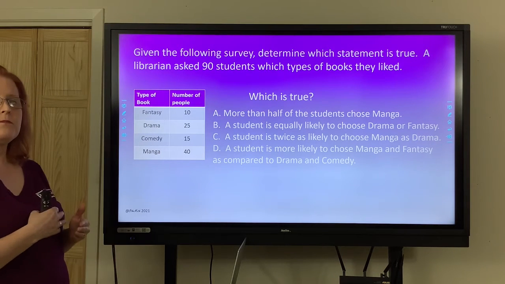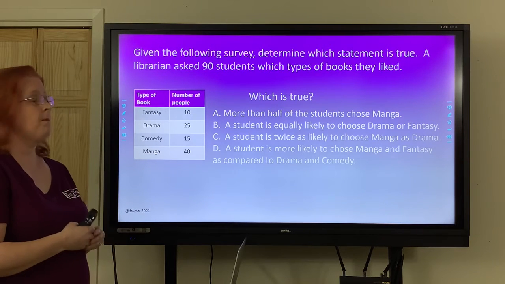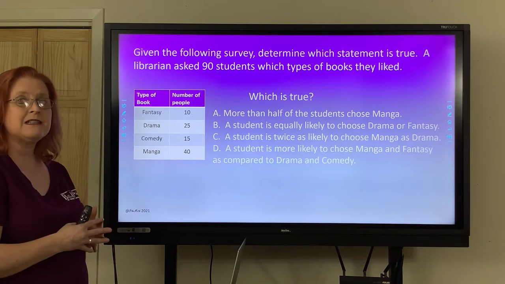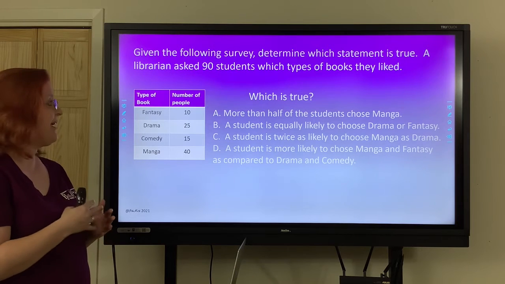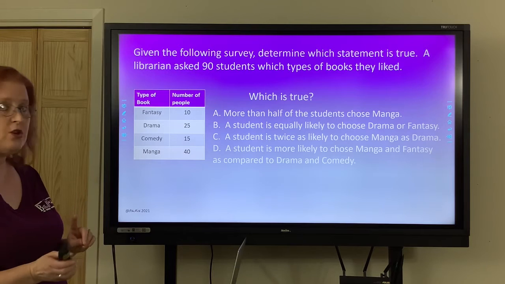Okay, most of my students, when they see something like that, they don't even want to think about it. Use your data to help you. And then make notes on your answer choices, because that does make a big difference. Let me show you what I mean.